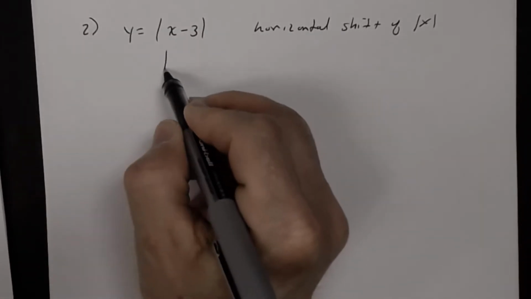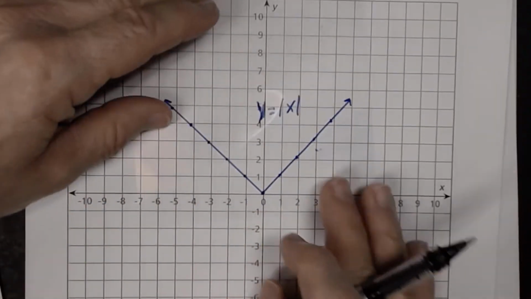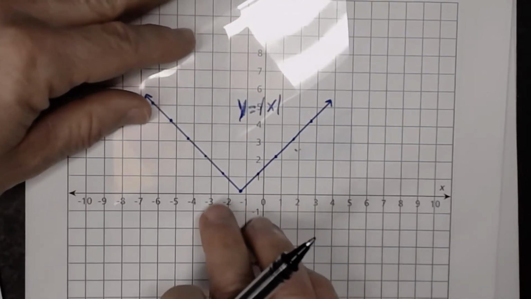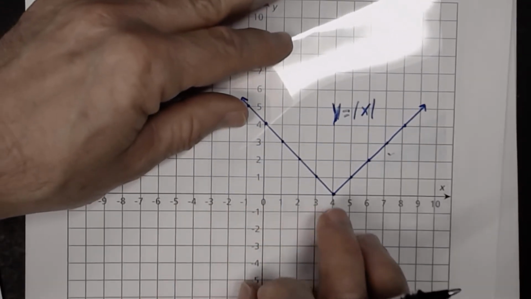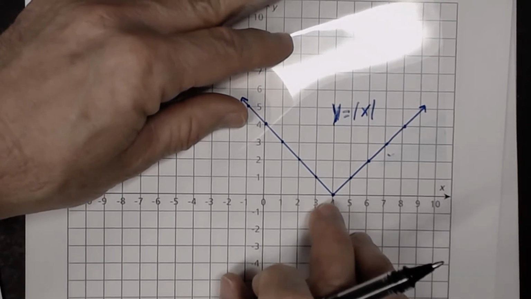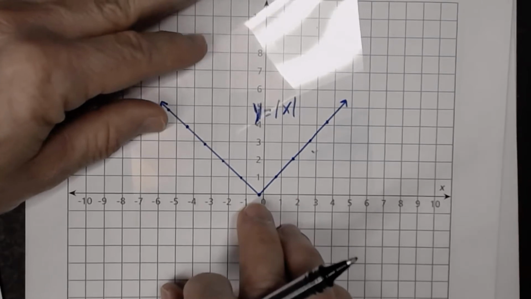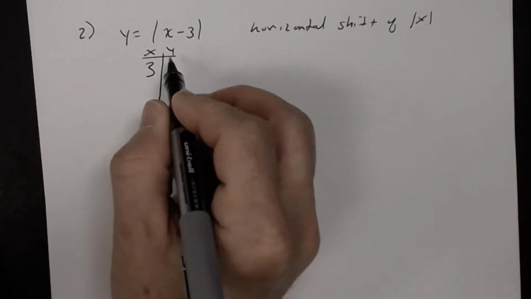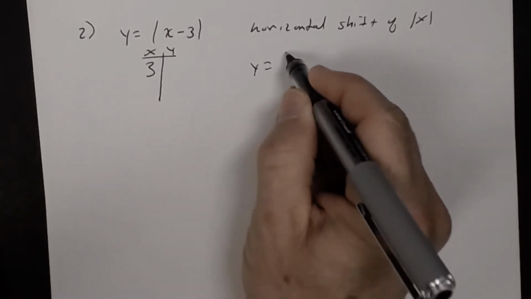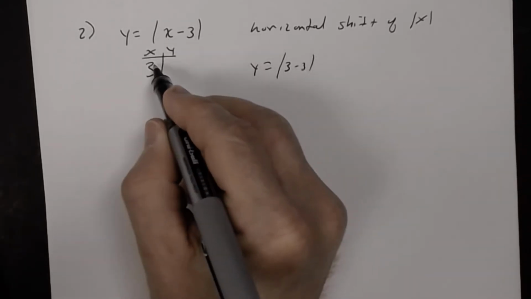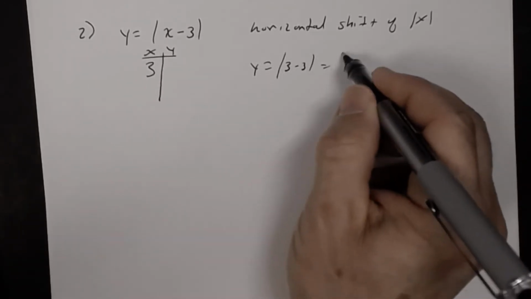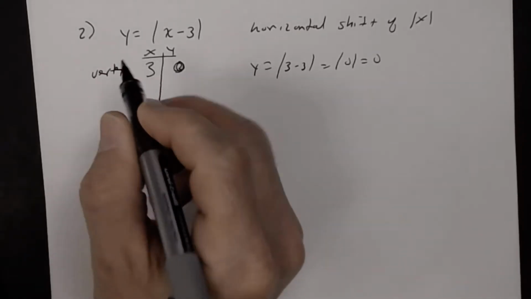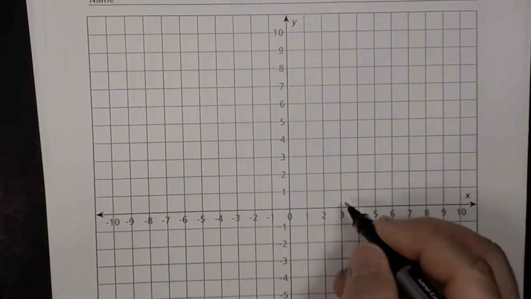So what I would do is this. Remember, if all we're doing is a horizontal shift, then the vertex lies on the x-axis, which means that my y-coordinate is 0. Y'all agree? Okay. So if I let x be 3, isn't my y-coordinate 0? Y equals the absolute value of 3 minus 3. 3 minus 3 is 0. What's the absolute value of 0? 0. So your vertex is 3, 0. So that's where your vertex is.